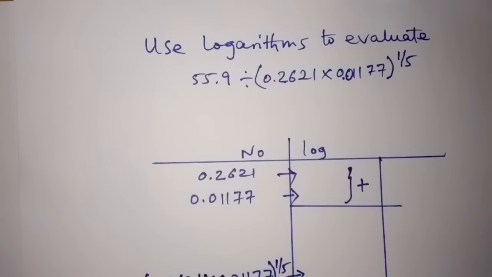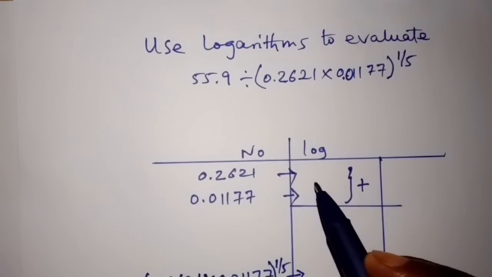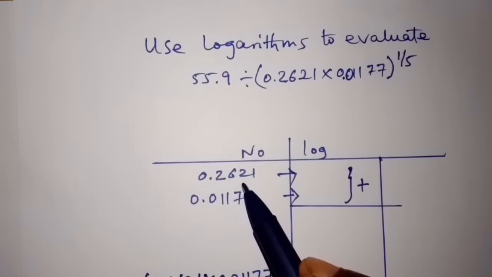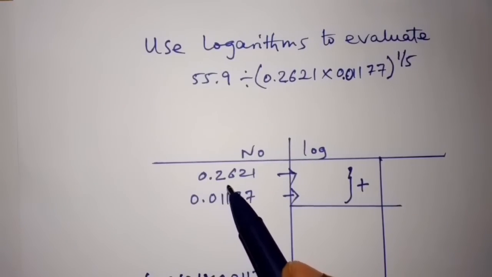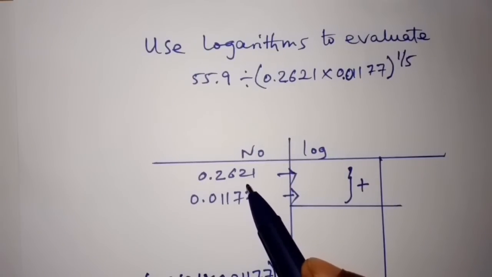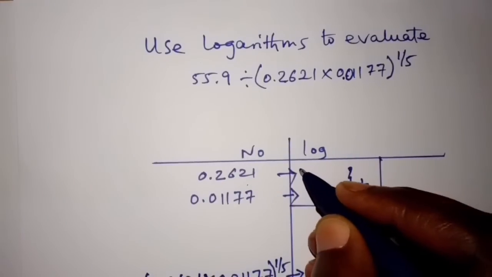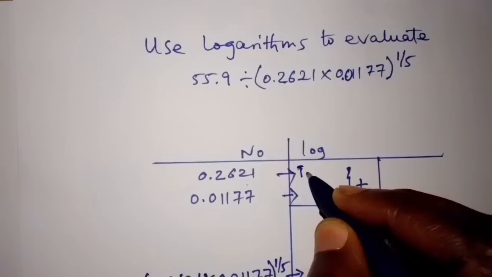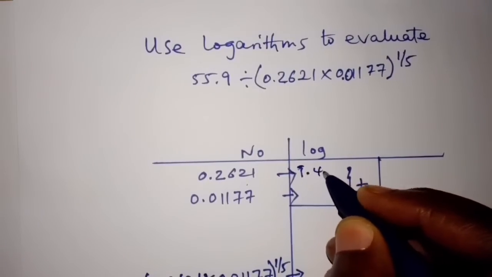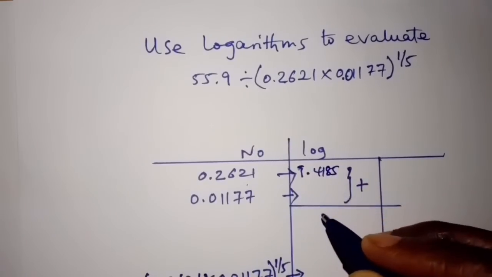Use logarithms to evaluate 55.9 divided by the bracket 0.2621 times 0.01177 raised to power 1 over 5. So from the log table, the log of 0.2621 is bar 1.4185.